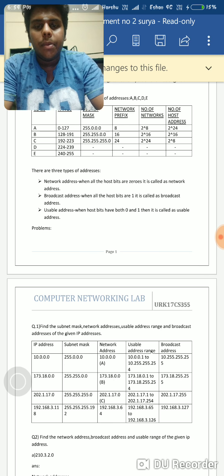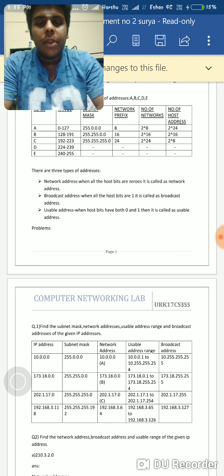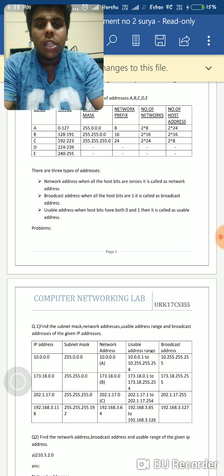Now class C, which ranges up to 223. The subnetting mask is 255.255.255.0. The network prefix is 24, and the total number of networks that can be connected is 2 power 24, and the total number of hosts is 2 power 8. Class D and class E are reserved for special purposes, so they cannot be assigned.